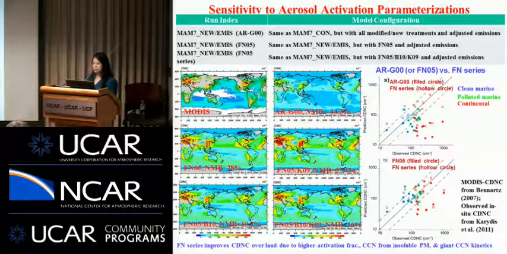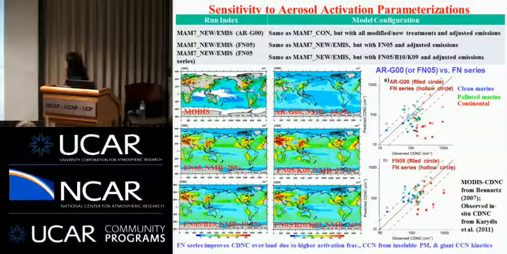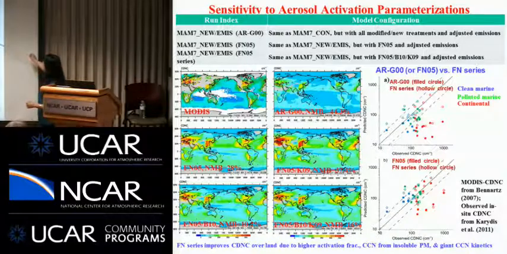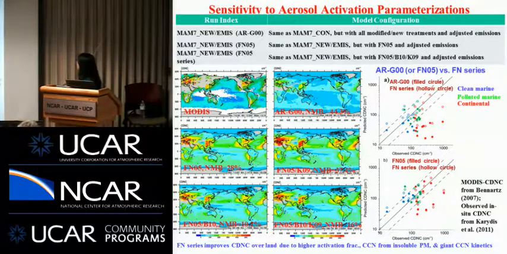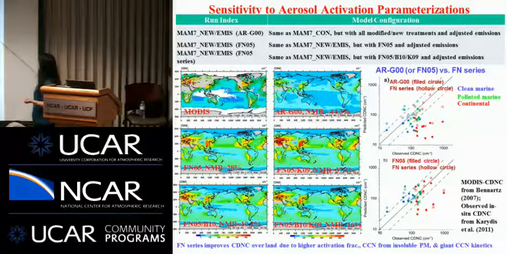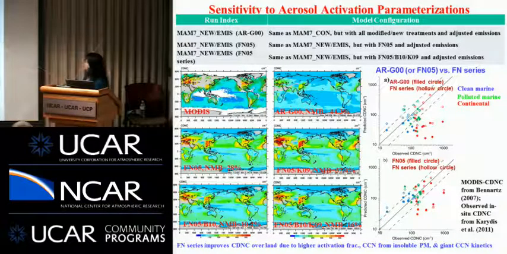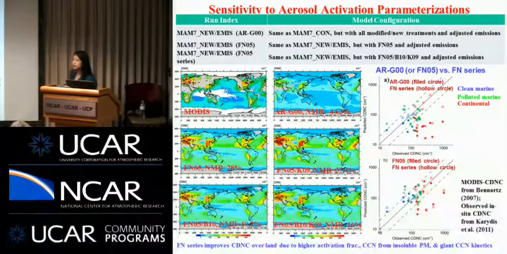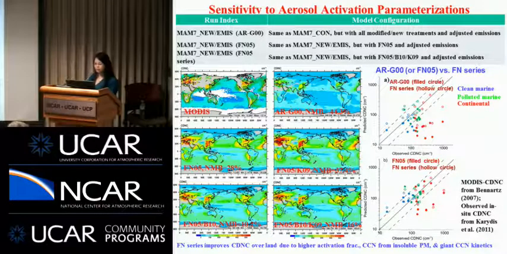Then using in situ CDNC, we can also see some differences. The top one contrasts the simulation results from Abdul-Razzak and Ghan, the baseline, and also the FN series, which considers all the processes here. The FN series are indicated by the hollow circles. Then the filled circles represent results from the default baseline. The regions we evaluate here include clean marine in blue, polluted marine in green, and continental area in red. We can see both parameterizations perform very similarly in the two regimes, clean marine and polluted marine, but we see a large difference for the continental region. In particular, the FN series does a much better job, with better agreement with in situ low-level cloud droplet number concentration.